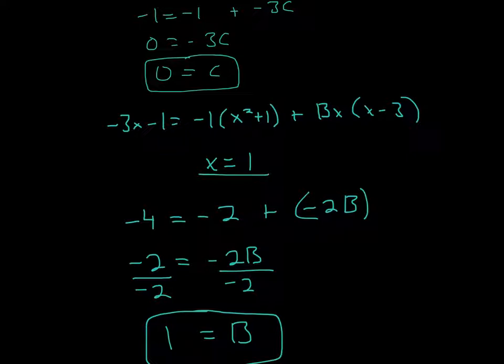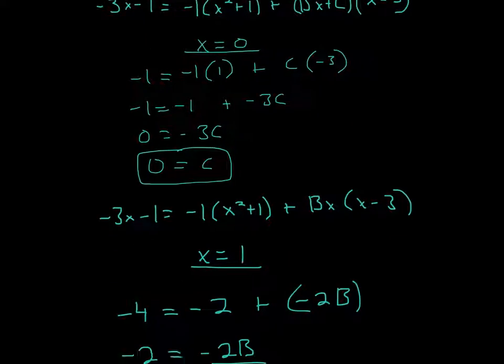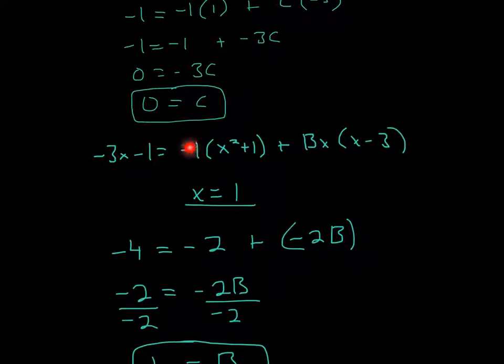So for the previous one, for c, I plugged in 0 for c, and so now since I know that it's 0, I can get rid of it, so it'll just be bx. And then for a, I know it was negative 1, so I just plugged in negative 1. So now we have this entire expression.